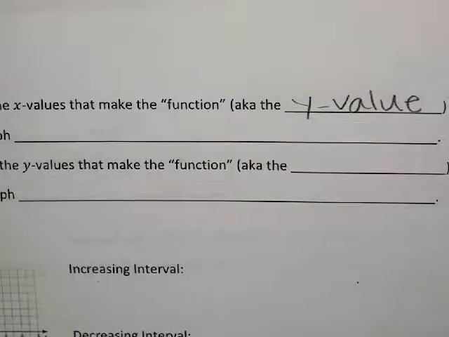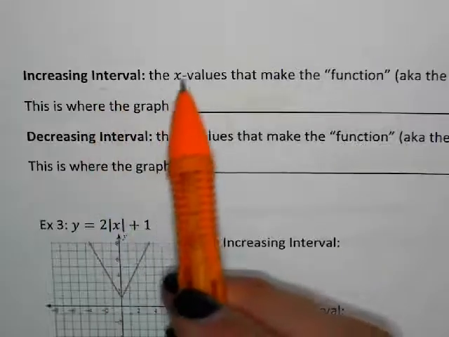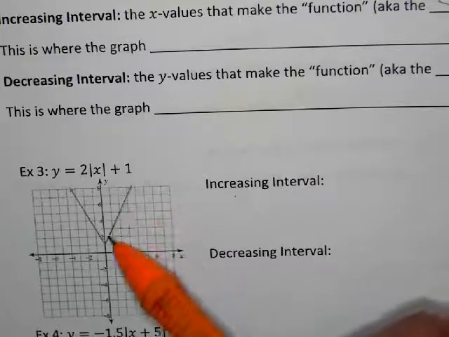So increasing intervals are the x values that make the function go up, which for us in the picture just means that the graph is slanted up to the right there. Just means it's slanted up to the right.